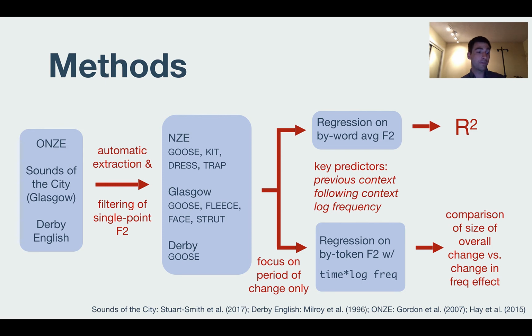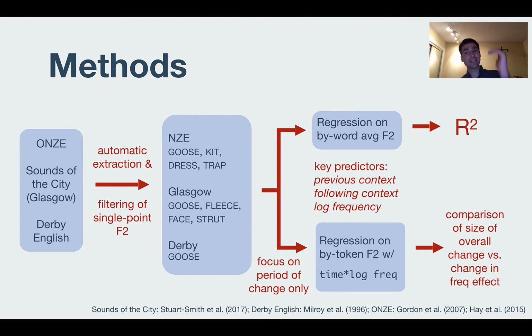So if it was stable afterwards, then that would not be included in this analysis. And I ran 2 different regression analyses for each of these vowels. The first one is looking at by-word average F2 values. And I did this mainly so that I could extract an R-squared value for frequency, as well as previous context and following context in these sound changes. And what we're going to do is compare this R-squared value for log frequency with previous context and following context, just to get a sense of actually how much work frequency effects are doing.